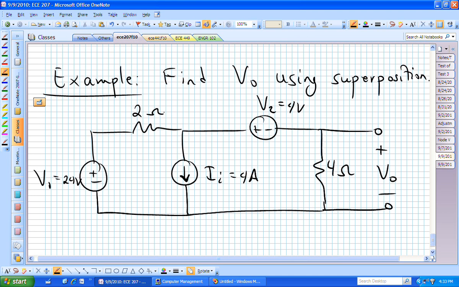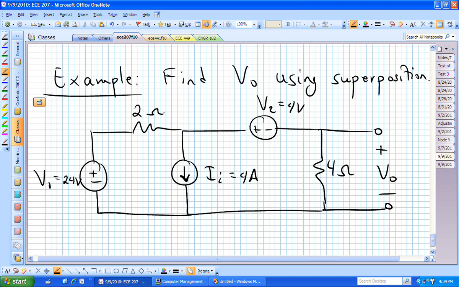Then we'll zero V1, we'll zero I sub I, and we'll just keep V sub 2 active, and we'll find what V0 is when just V sub 2 is on. Now we have 3 different circuits that we've analyzed. They each give us some contribution in V0. We'll add those up algebraically, and that's going to be the actual V0 due to those 3 sources being present.